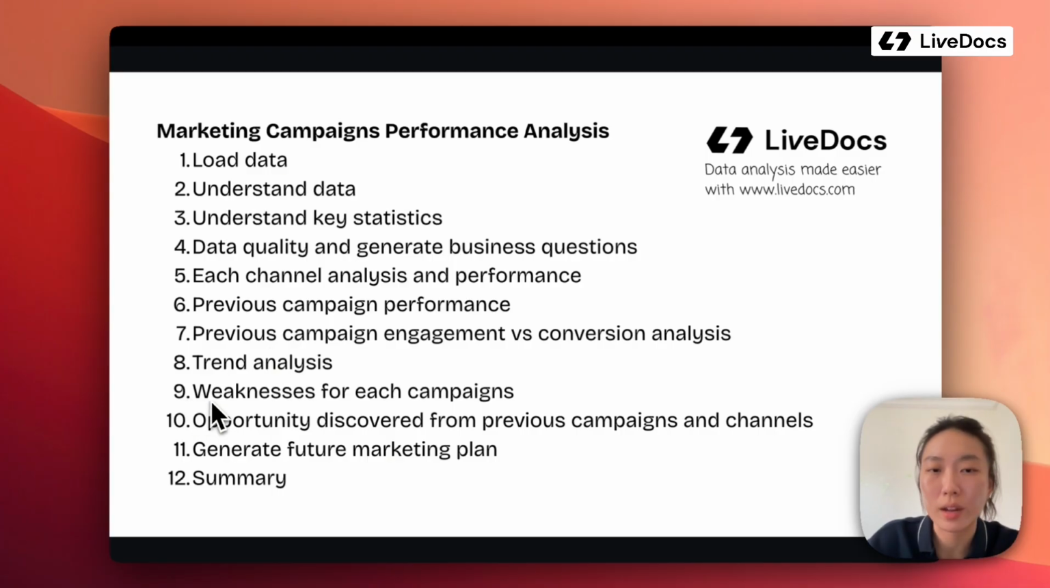Next, we are going to understand the weaknesses of each campaign in order to understand: are we doing things well? Are we doing things right? What can we improve? And then number 10, we will discover some opportunities from the previous campaigns and the channels we have used, which one is the best, any opportunity that we can improve. And last but not least, generate a future marketing plan according to what we have analyzed. And then lastly, we are going to provide a summary.